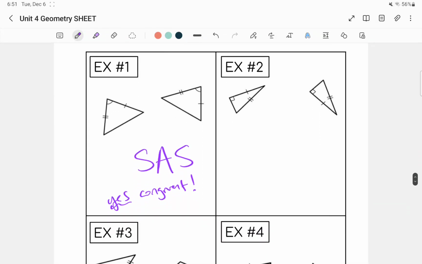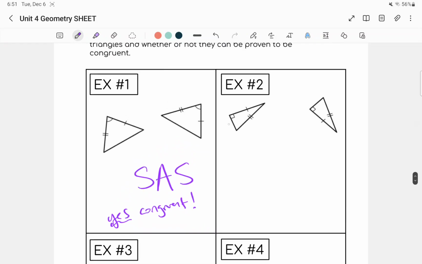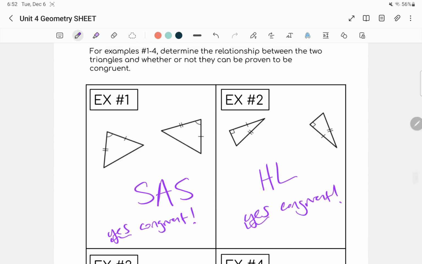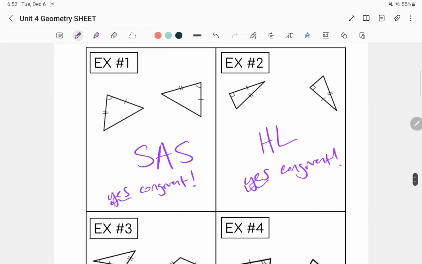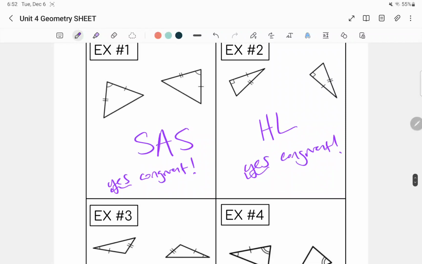So, example number 2. If I have a right angle, that means I'm probably going to be using hypotenuse leg, but let's just make sure. So I have a right triangle, and then, yep, the hypotenuses are congruent, and then the leg is congruent, right? So that would be hypotenuse leg. Yes, they are congruent. Again, let's scroll up to HL. See how they're both right triangles, and as long as the hypotenuse and the leg are congruent to each other, that means both triangles are congruent.